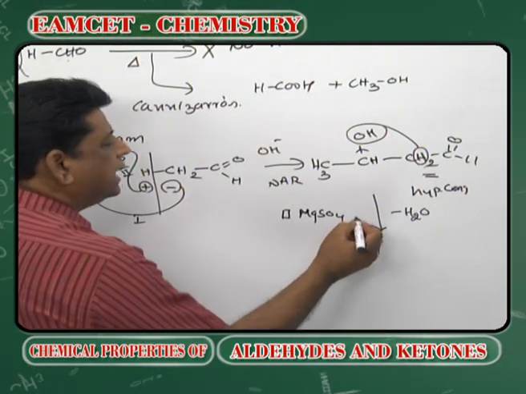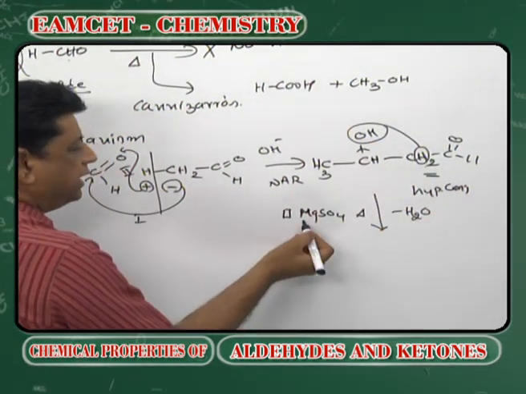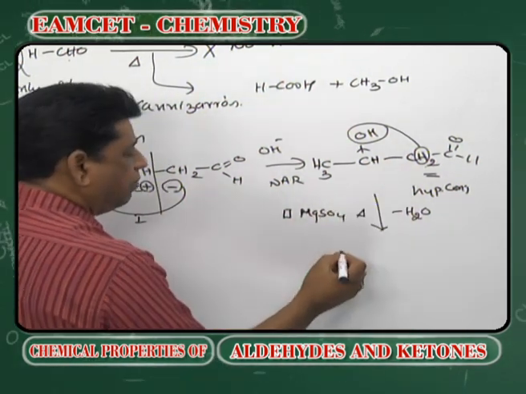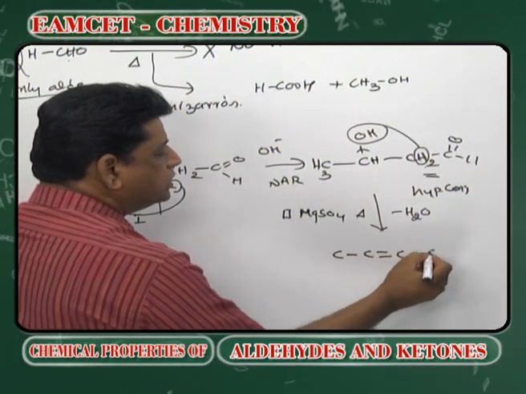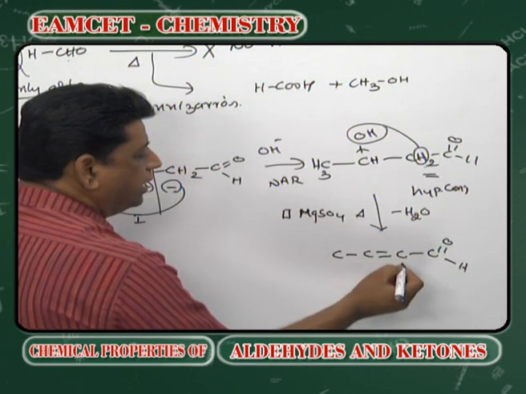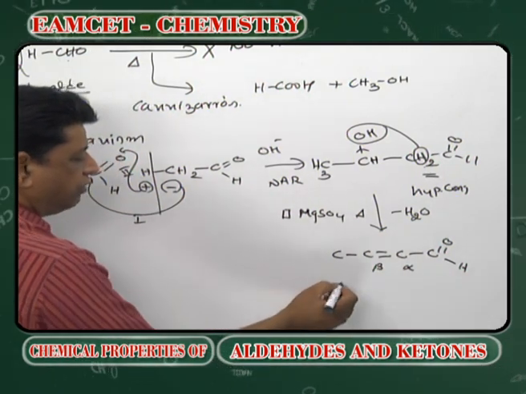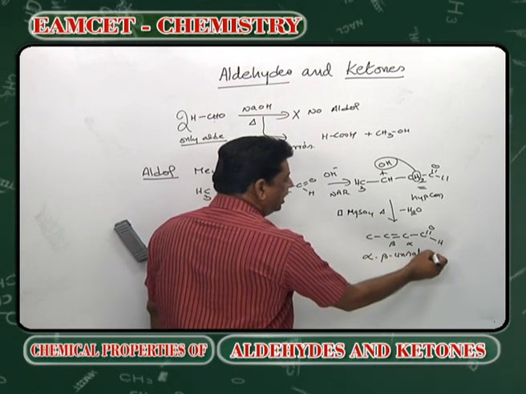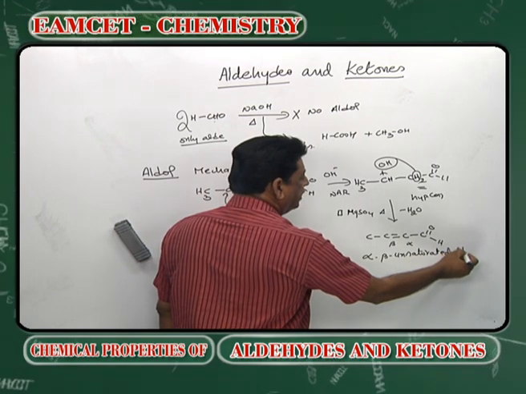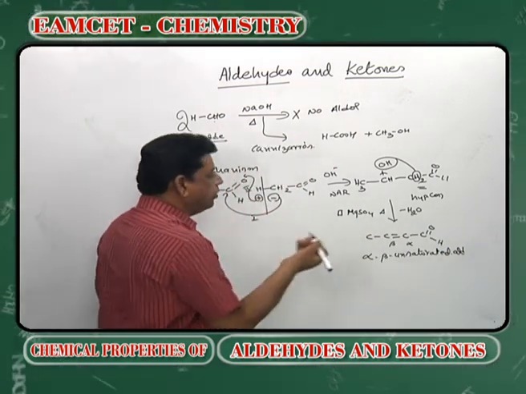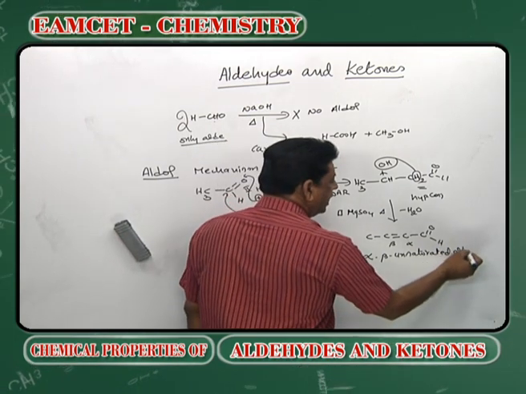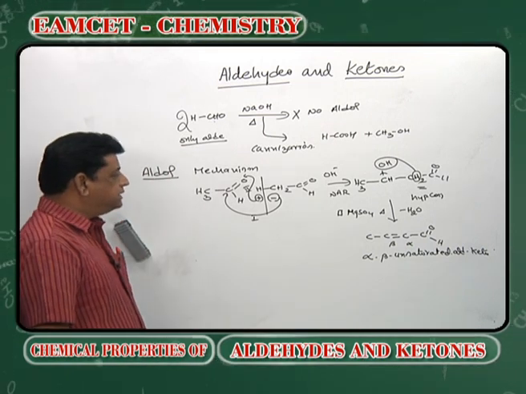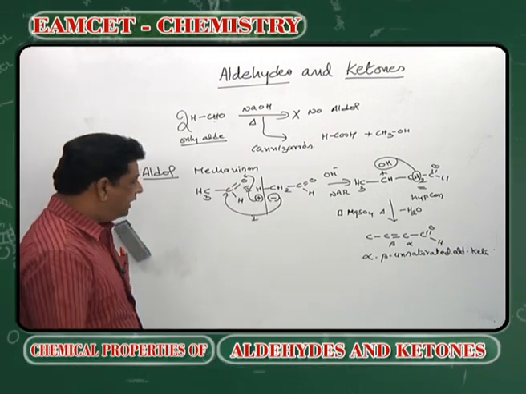So, if you add this one and slightly warm it, the HOH will be taken and forms into the hydrated magnesium sulfate or sodium sulfate. The compound will become into the unsaturated aldehyde or a ketone. Unsaturation is between alpha and beta, therefore, the compounds are known as alpha beta unsaturated aldehydes or ketones, depending upon the aldehyde or ketone you have taken. So, what are the products in the aldol condensation? Alpha beta unsaturated aldehydes and ketones.